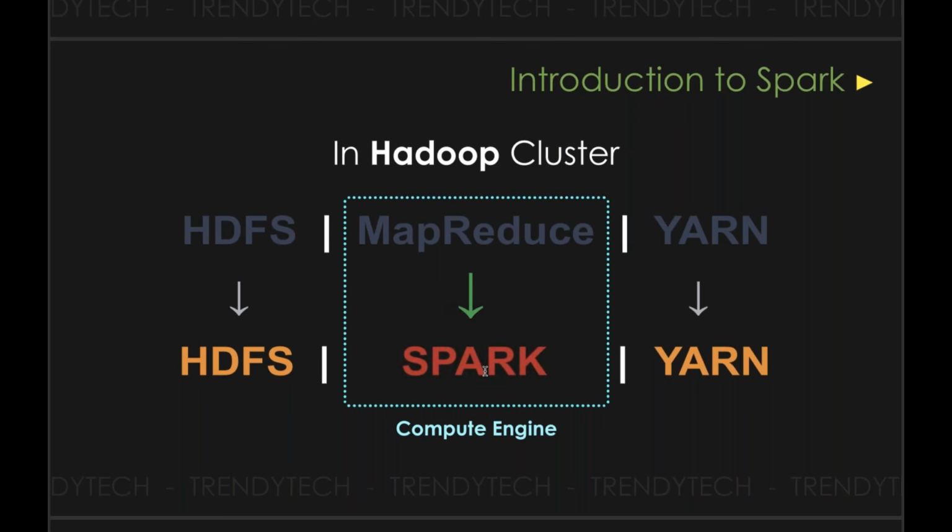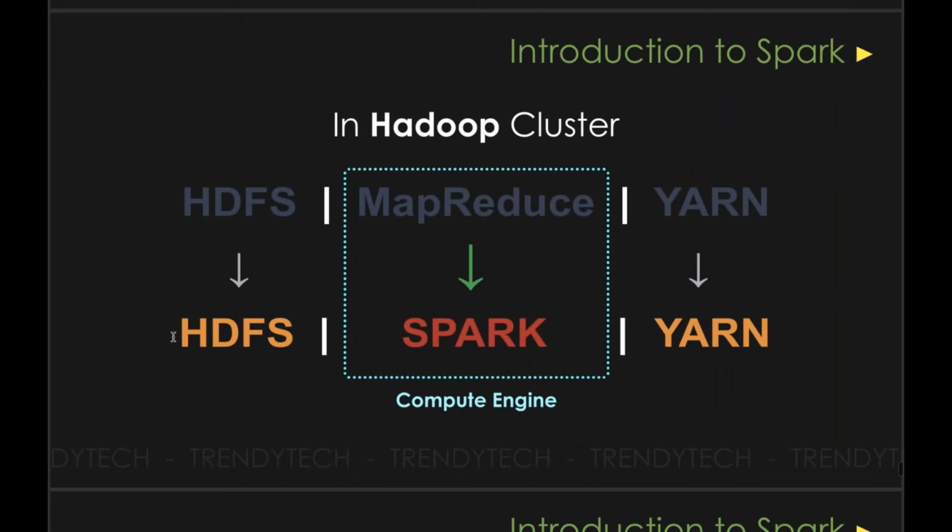So now what does Spark say? Spark says, I am just a plug and play component. That means you just need to add two things, because I am just a compute engine. You need to give me two more things to work. And those two things are storage and resource manager.